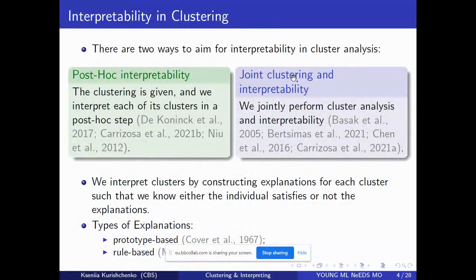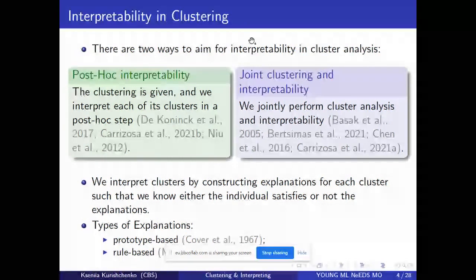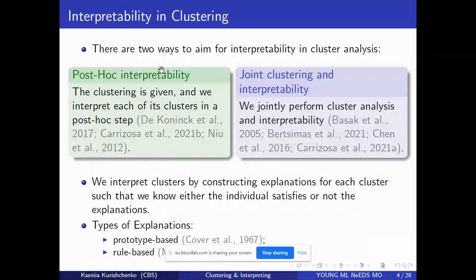So I'm not going to discuss the whole of interpretability and the whole area of machine learning, but I'm focused on clustering. And we can aim for interpretability in cluster analysis in two ways: post hoc interpretability and joint clustering and interpretability. In the first way, we do clustering by any existing method and interpret the results in the second stage. And there is some work done already here. In the second way, we do clustering and interpretability together inside one model. And there is also some work that has already been done.